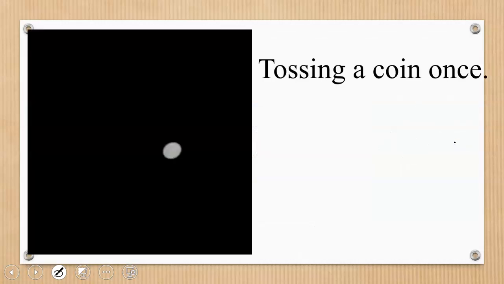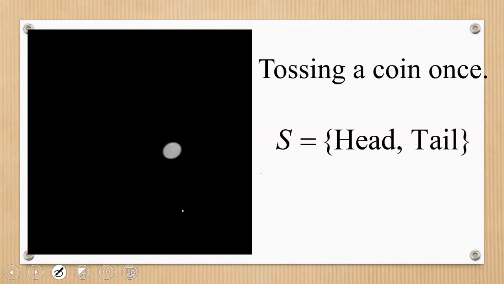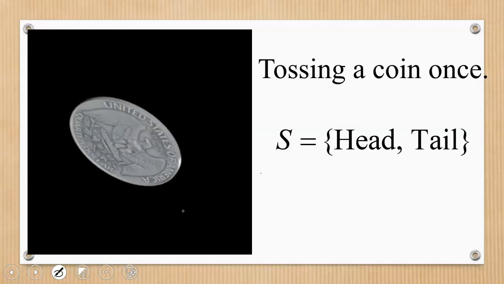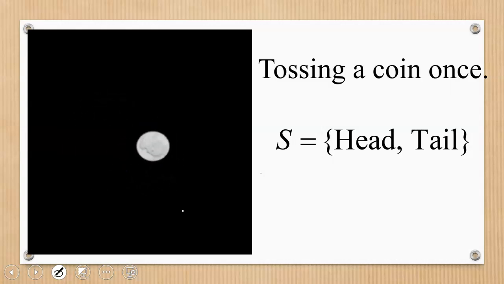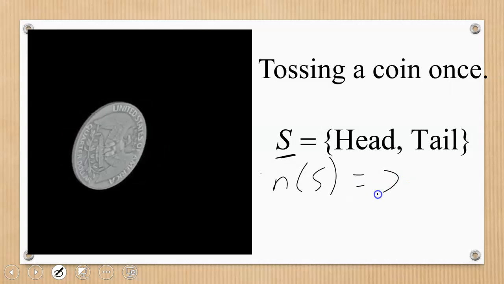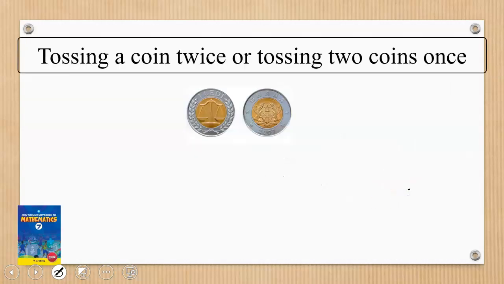Now, what if you toss a coin once? If you toss a coin once, the sample space becomes either head or tail. Anytime you toss a coin, we have two options, either head or tail. So our sample space is head or tail. The number of it becomes only 2, right? What if the coins are 2 and you're tossing them once? Or you have only one coin and you're tossing it twice. What will be the outcome?